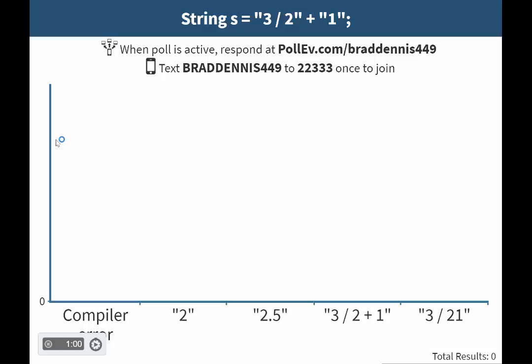I talked about how strings get treated a little differently. This is a case of it. We can add strings. It makes sense to be able to add strings. We use a lot of strings in programming.